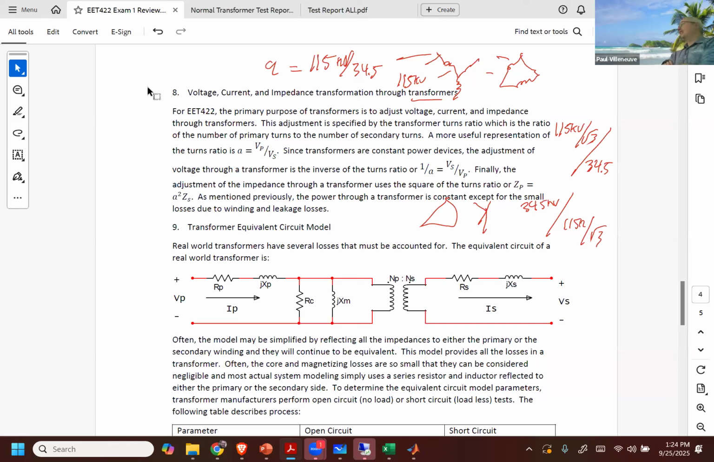So ELI would tell us that this is a lagging power factor. You have to be able to look at this and say, I know it has to be a lagging power factor because I don't see any capacitors in here. So my equivalent circuit tells me that it's lagging.